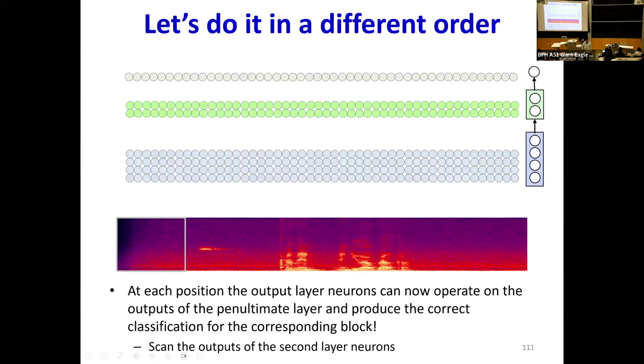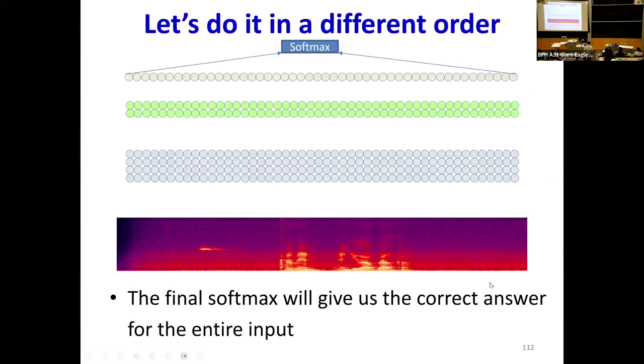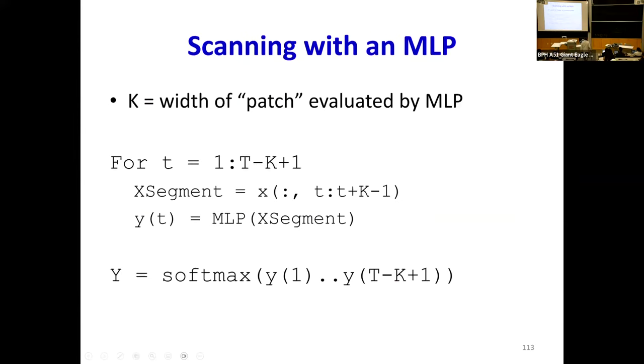Now, what have we done here? We have not changed anything as far as the final outcome is concerned. All we did was change the order of computation, right? And so if I take a look at the pseudocode, here's what we were doing earlier. We were going over time. At each position in time, we were pulling out a slice of the input, passing it through an MLP. We were collecting the MLP outputs at each position and then passing the collection through my softmax, right?